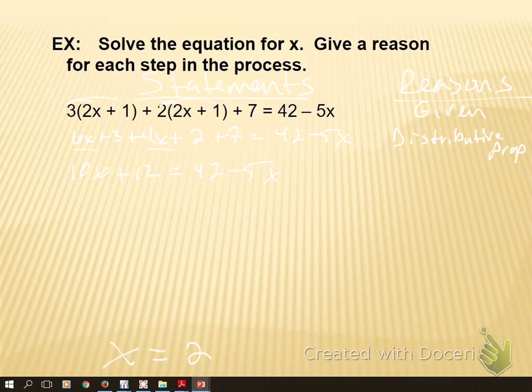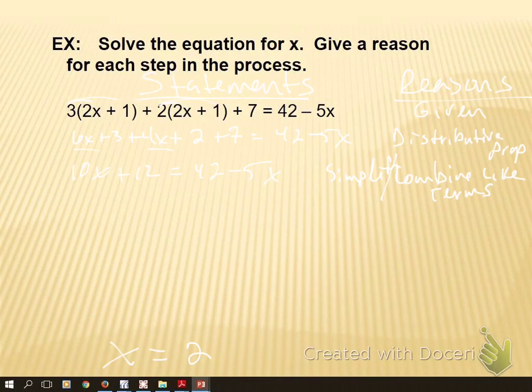And there's not a property for that. What we're doing is we're combining like terms, so we can just call it combine like terms. Now, you'll also see it as just simplifying. So simplify works too, because we're just simplifying the equation. But we're combining like terms, so we can call it that.